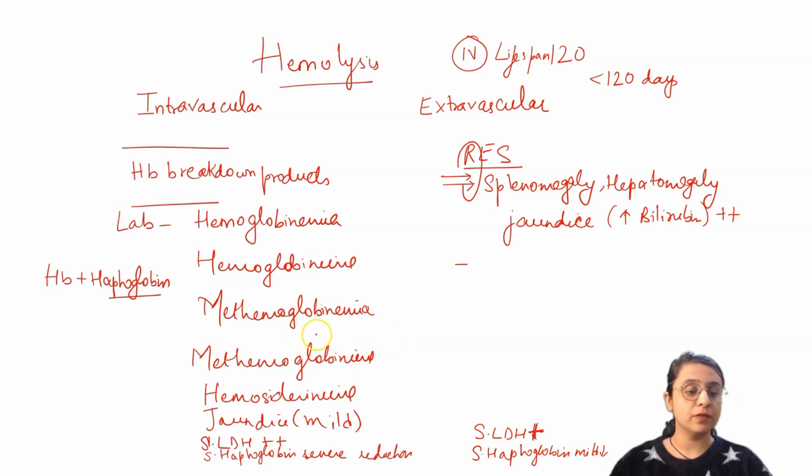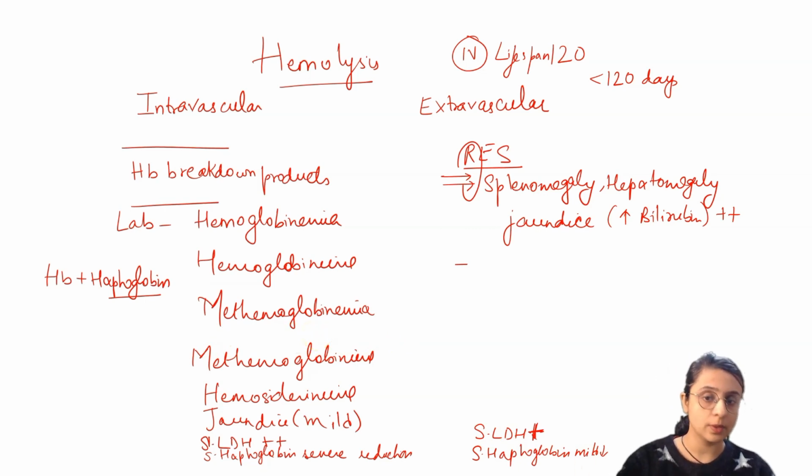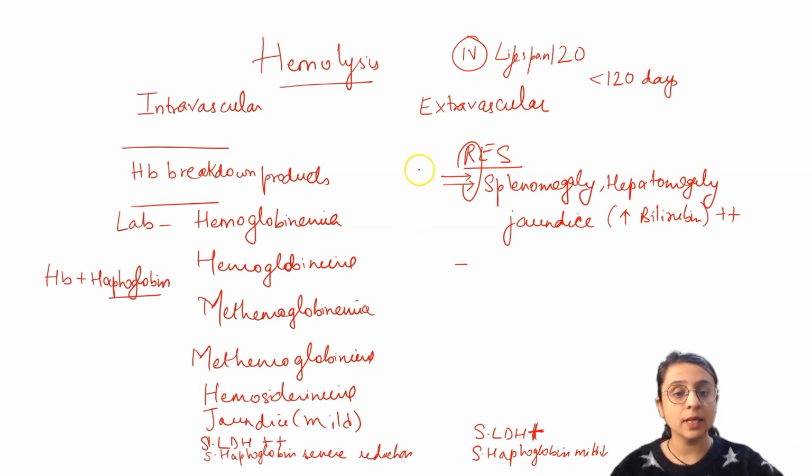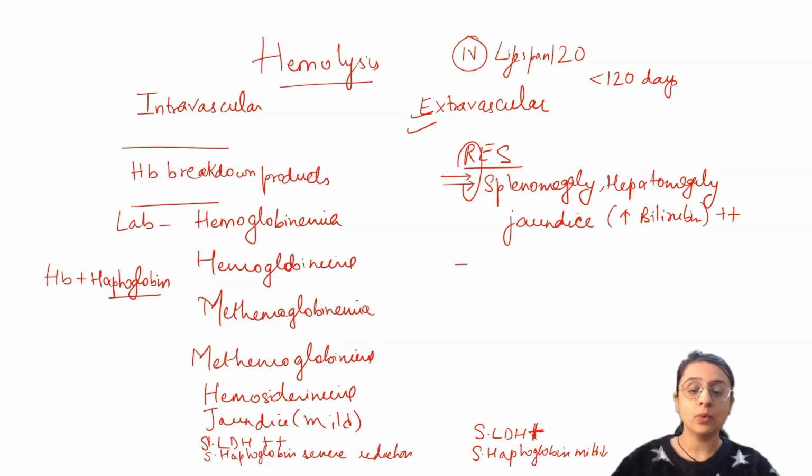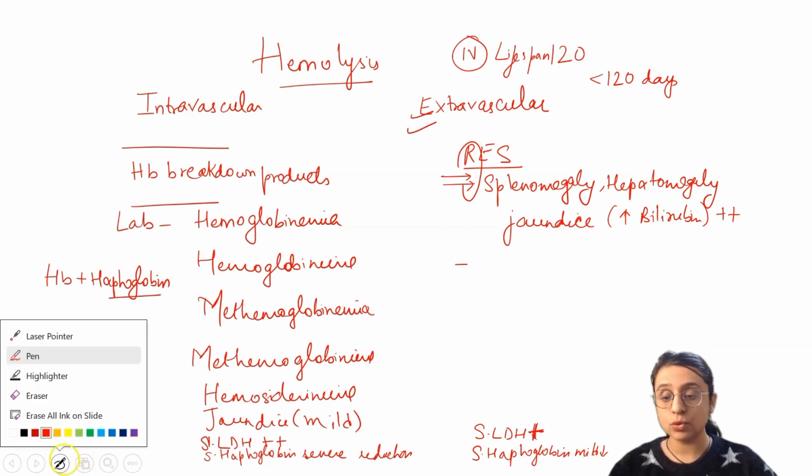So these are the main differences between two, intravascular and extravascular. So hepatosplenomegaly will be seen in extravascular hemolysis, right? Jaundice will be of higher severity in extravascular hemolysis. These breakdown products of hemoglobin, hemoglobinemia, hemoglobinuria, methemoglobinemia, methemoglobinuria, and hemosiderinuria, if present, they are pointing towards intravascular hemolysis. So what is happening? You should know the difference and how to identify whether the cause of hemolysis is intravascular or extravascular.